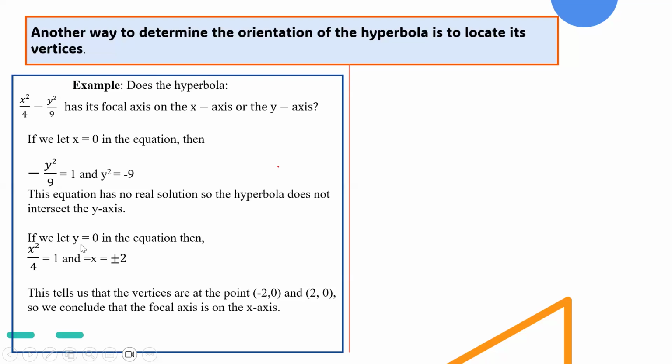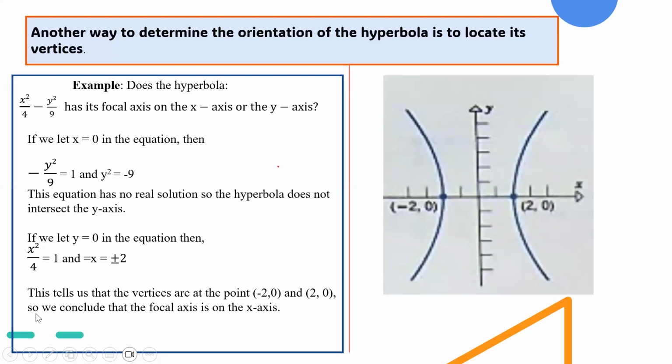Now, if we let y equal 0 in the equation, then this part goes out and we have x squared minus 4 is equal to 1, and x is equal to plus or minus 2 because we take the square root of 4, so we'll have plus or minus 2. Now, this tells us that the vertices are at the points (-2, 0) and (2, 0). So we conclude that the focal axis is on the x-axis.